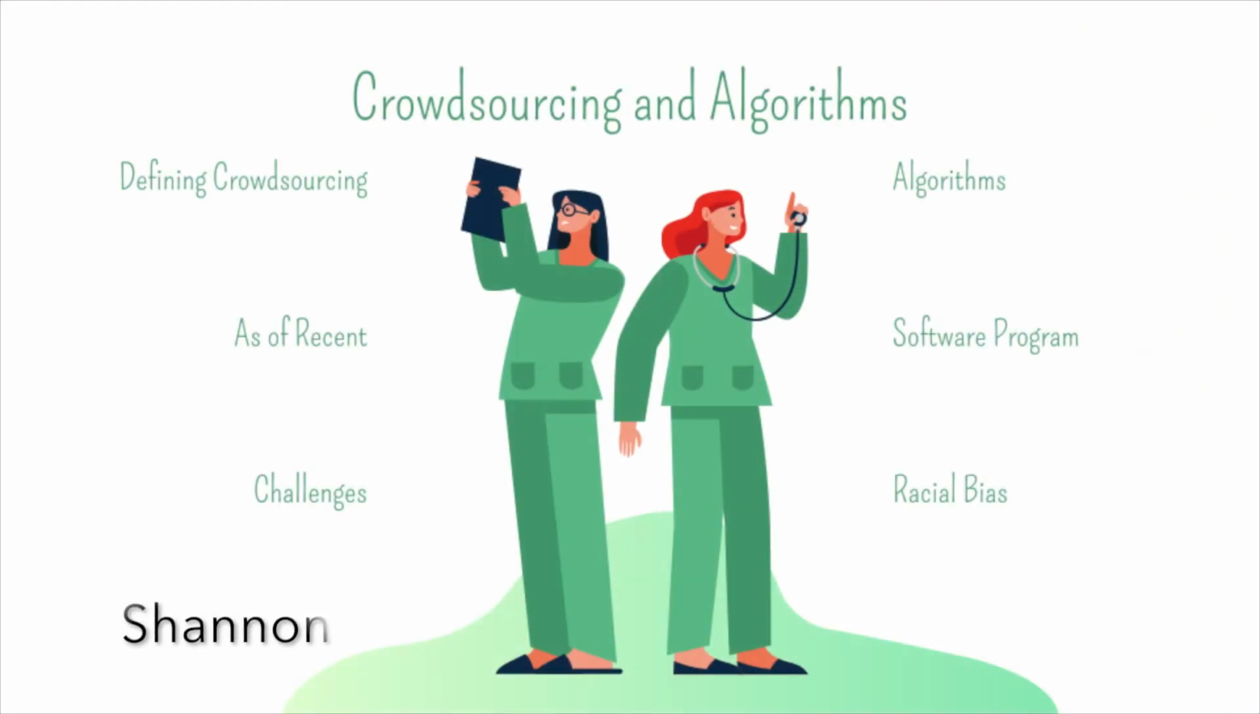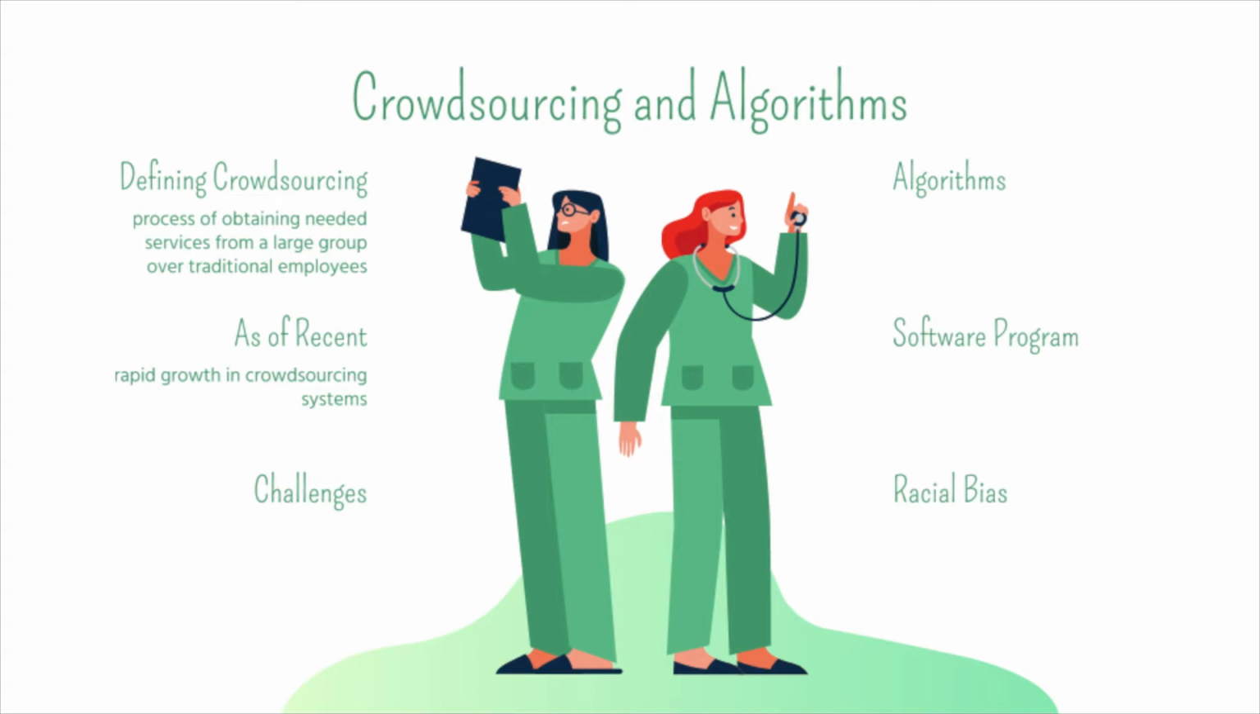Today I'll be talking about crowdsourcing and algorithms. First, what is crowdsourcing? As defined by the Merriam-Webster Dictionary, crowdsourcing is the process of obtaining needed services, ideas, or content by soliciting contributions from a large group of people, and especially from an online community rather than traditional employees or suppliers. As of recently, there has been a rapid growth in these systems because this process allows for the obtainment of massive labeled data at a low cost.